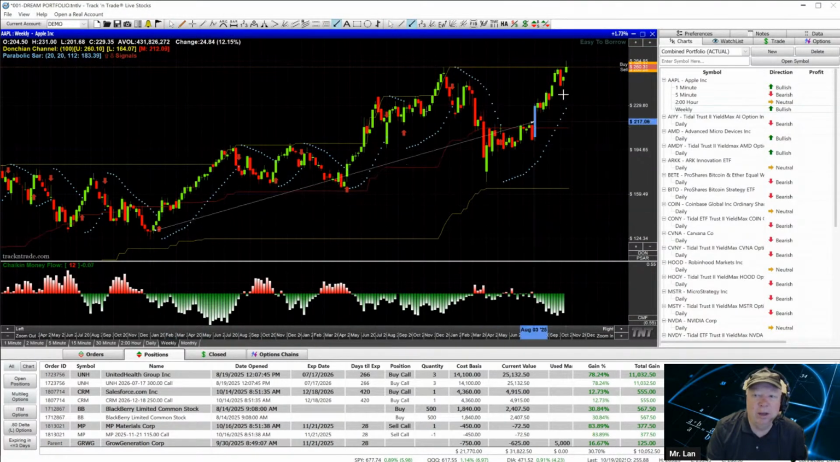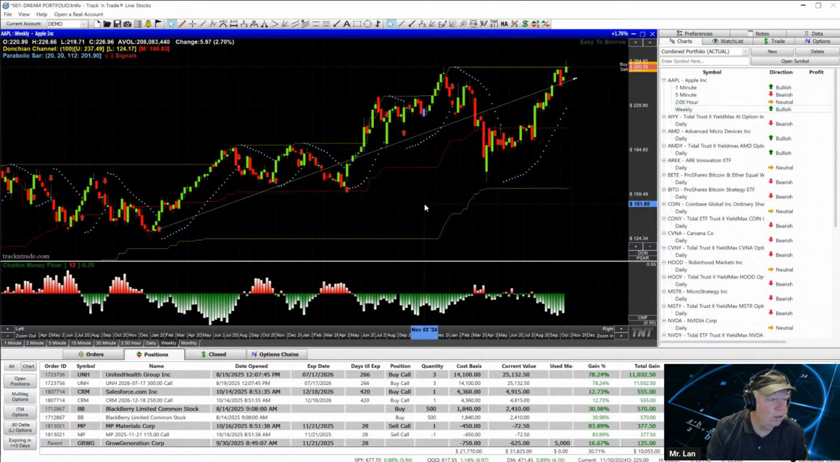Now we're going to talk about yield. So there's 2 ways to make money in the market. There's growth and there's yield. Now right now we're focused on growth. So if you would have bought right here, let's say you bought right there, and you got it right here, you still own it, how much money would that be?